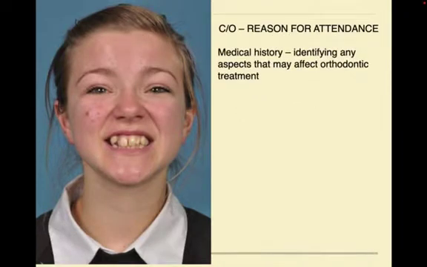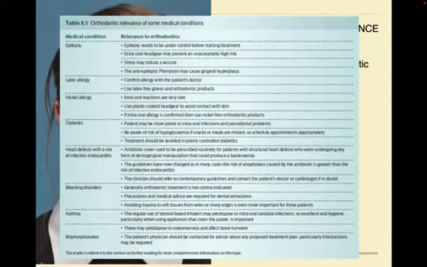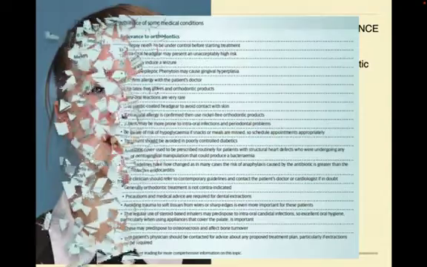We have to check the medical history and identify any aspect that might affect orthodontic treatment. This table is the relevant medical history, from the Laura Mitchell textbook. It would be good to have a quick look at it. The two most important things are nickel allergy and bisphosphonate patients, because our material has nickel, so we have to be careful. In bisphosphonate patients, we can treat them with orthodontic braces.